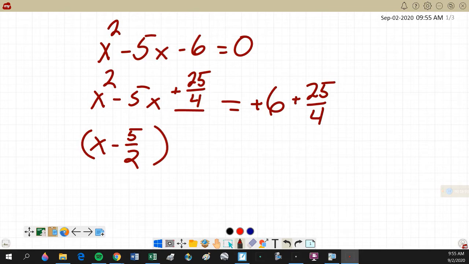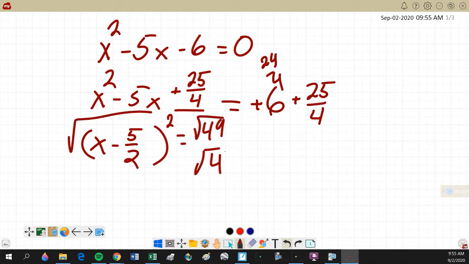Well, how many fourths are there in 6? 24. And what is 24 over 4 and 25 over 4 added together? 49 over 4. Oh, I like that. Why do I like it? They're both perfect squares. Take the square root, and I square root the top, and I square root the bottom. x minus 5 over 2 is equal to plus or minus 7 halves.